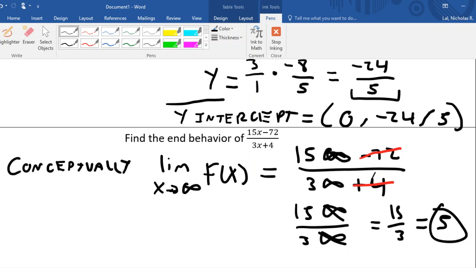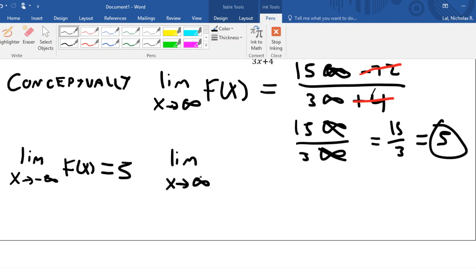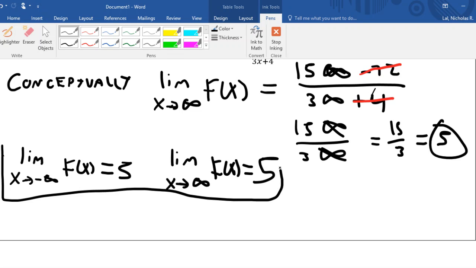So the end behavior is the limit as x approaches negative infinity of f of x is equal to 5, and the limit as x approaches positive infinity of f of x is equal to 5. Same thing for negative infinity. A negative divided by negative is a positive. You could also just graph this in Desmos.